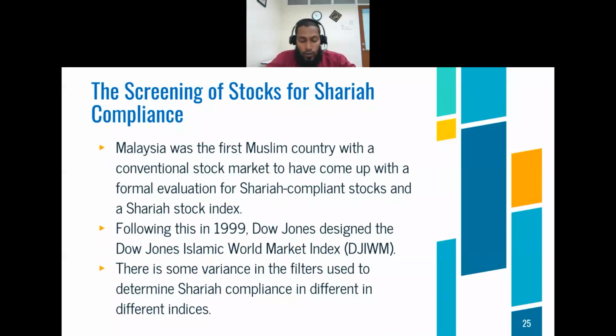Now we come to the Sharia compliant share. How do we make sure a share is Sharia compliant? As you know, there are a lot of providers, such as Dow Jones, FTSE and others. They have a list; they list down the Sharia compliant shares. So today I'll be sharing with you the Sharia compliance screening of a share by the Securities Commission of Malaysia. Malaysia used to be considered the first country that developed that filter to list the Sharia compliant stocks.